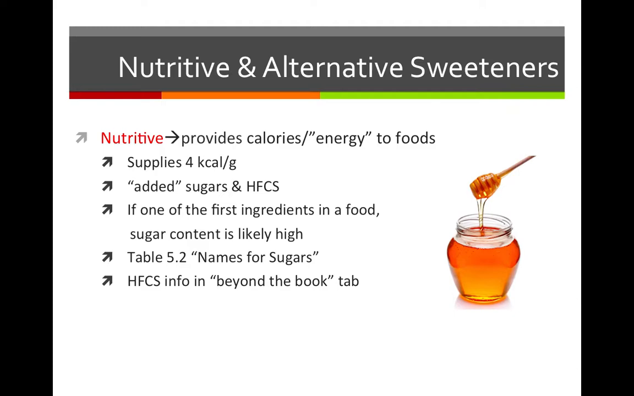Now, Table 5.2 in your textbook gives a fairly comprehensive list of names that you may see sugar called in foods. And if you think about it, some of these words are not easily identifiable as sugar. Unless you are educated in these names, you may not even recognize that the food product contains sugar at all. What I want you to read also is about high fructose corn syrup in the Beyond the Book tab, because that's also a hot topic.